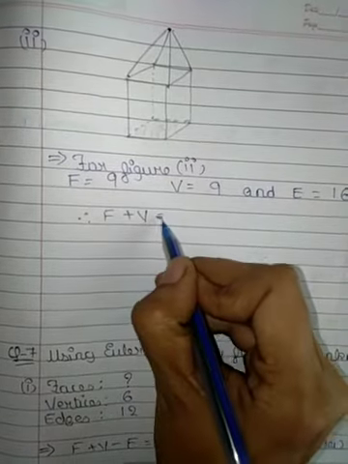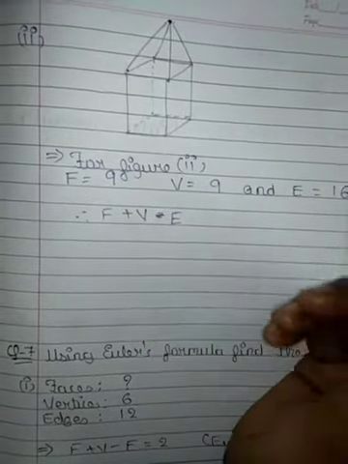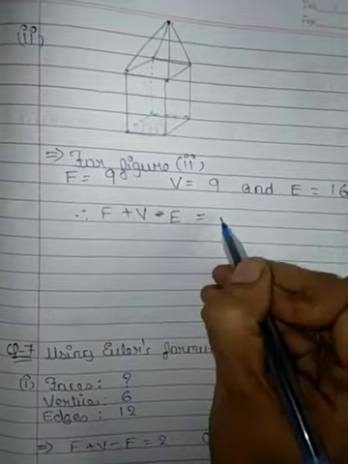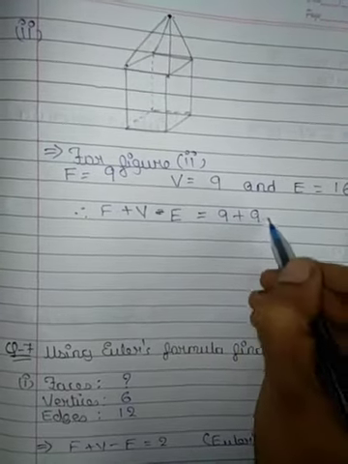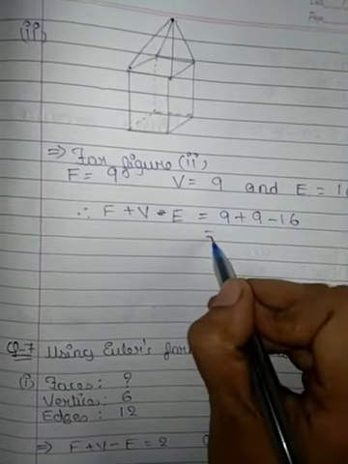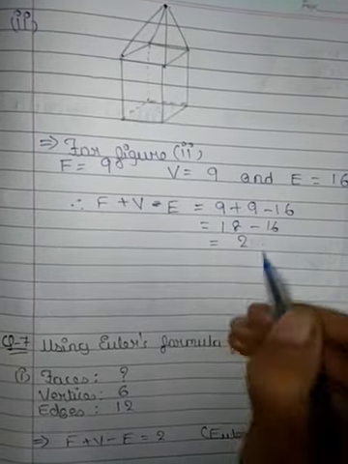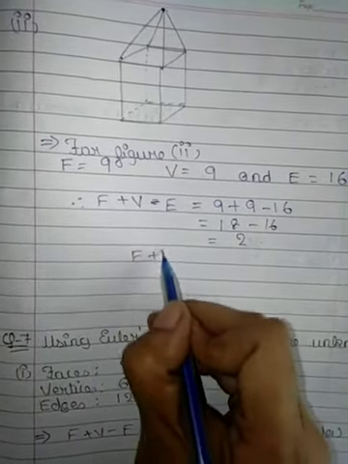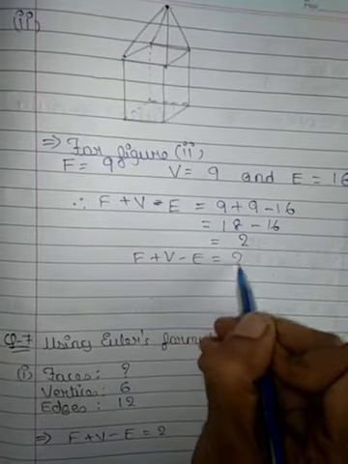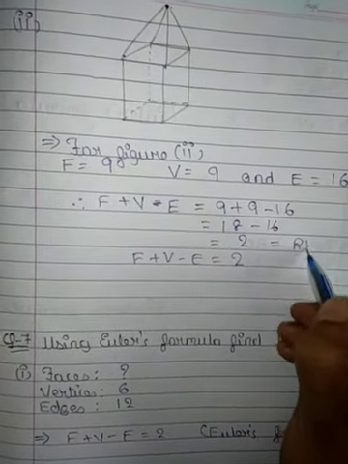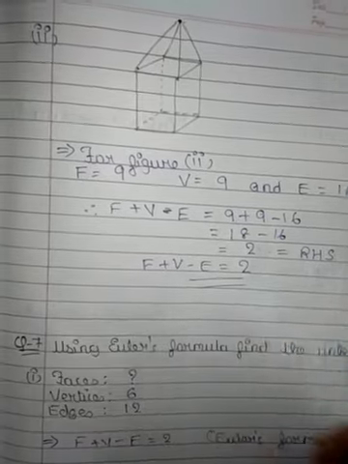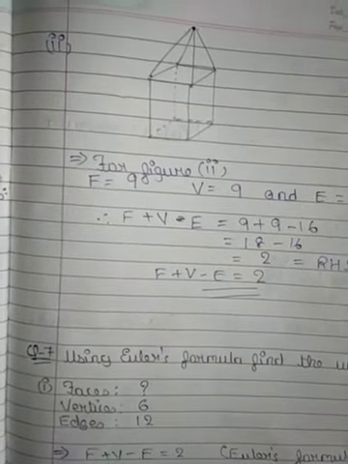F plus V minus E, according to the formula, is equal to 9 plus 9 minus 16. That is 9 plus 9 is 18. 18 minus 16 is equal to 2. And what was the formula? F plus V minus E is equal to 2. So this is equal to the RHS side. Hence the Euler's formula is true here.